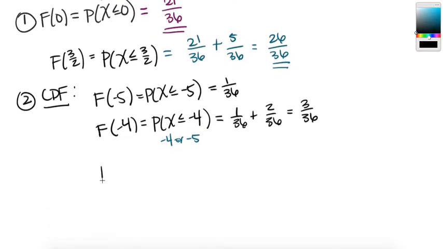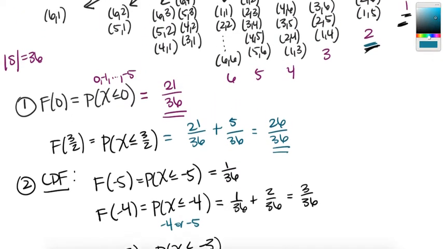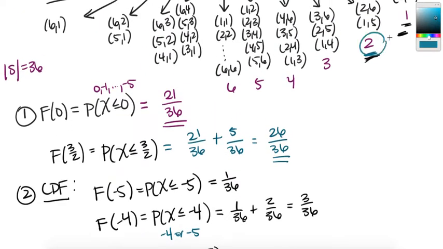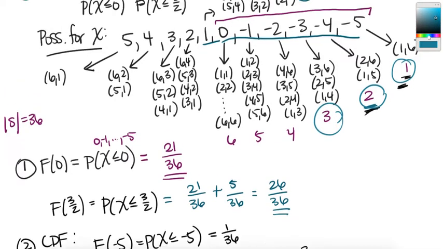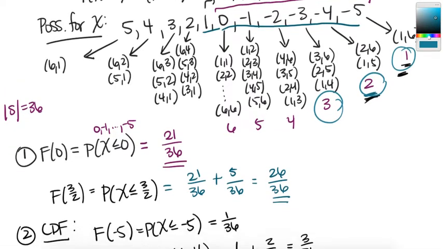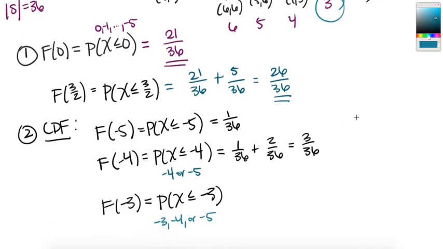Okay, and then f of -3. This is less than or equal to -3, so now those are the possibilities of -3, -4, or -5. So now we have the 3 that we had before, the 3 options here and the 1 option here, and we have the 3 options here where it's equal to -3. So we're going to add those all together.